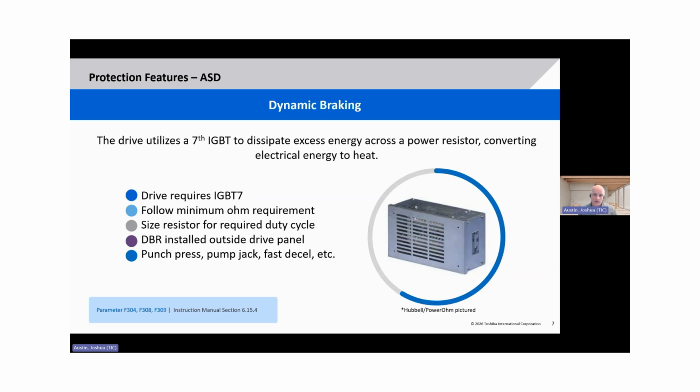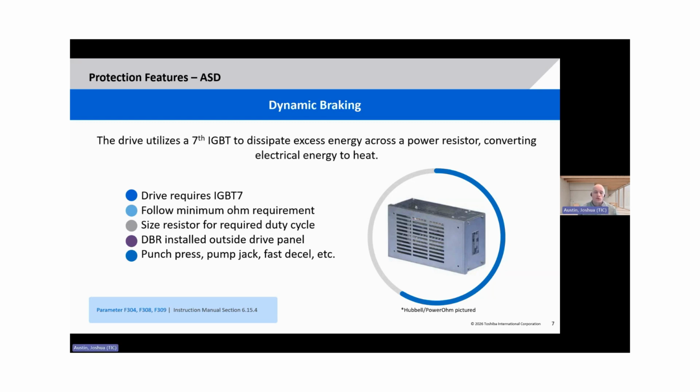One of the more common ways of protecting the drive is to use dynamic braking. And in this setup, what the drive does is it utilizes a 7th IGBT to take that excess energy, and we short it across a power resistor, and that energy converts from electrical energy into heat. Now, one of the things to look at is not all low voltage drives come standard with an IGBT7. So that may be an option, or in some drives, it may not have that as an option.